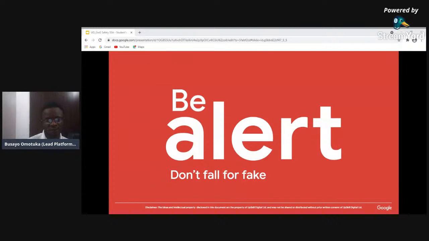Just like we know that our little ones will never collect food or candy from a stranger, the same is applicable online. So it's very important to be able to know the difference between what is real and what is fake on the internet.